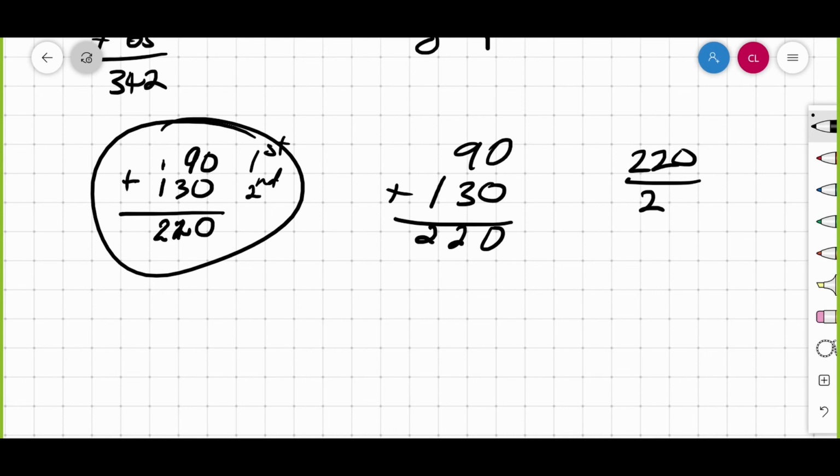Sir, 110 is the answer. So we get 110 points per game. Alright, so let's wrap up this episode now and we're going to review the following. To find the average of a set of data, we first find the sum of all the numbers. Then we divide the sum by the number of items. So average is equal to the sum divided by the number of items. Okay?